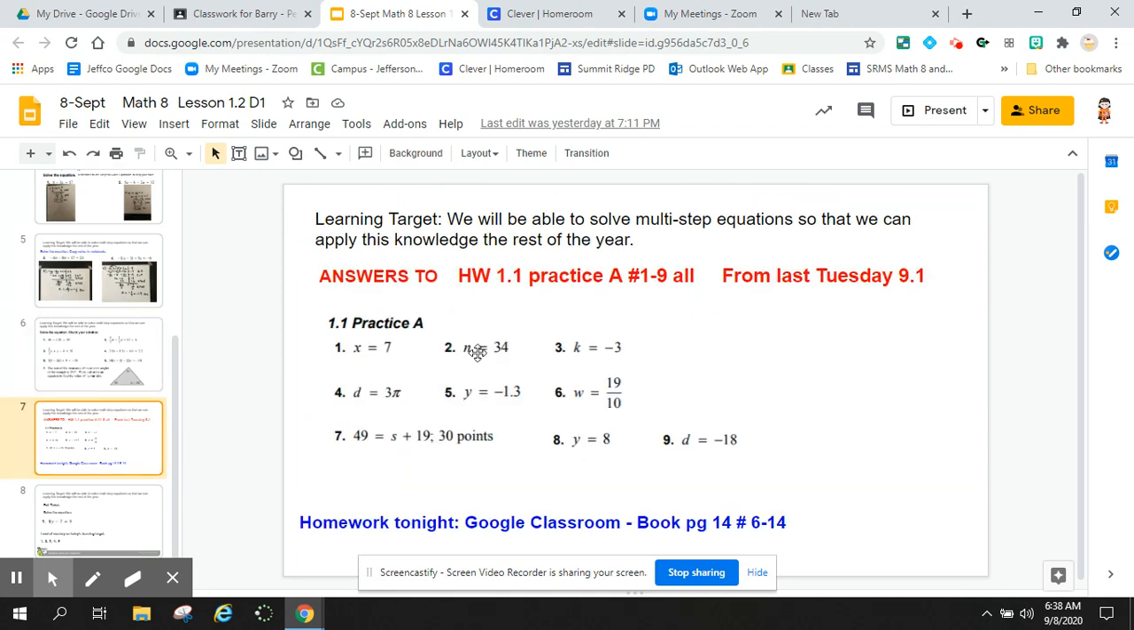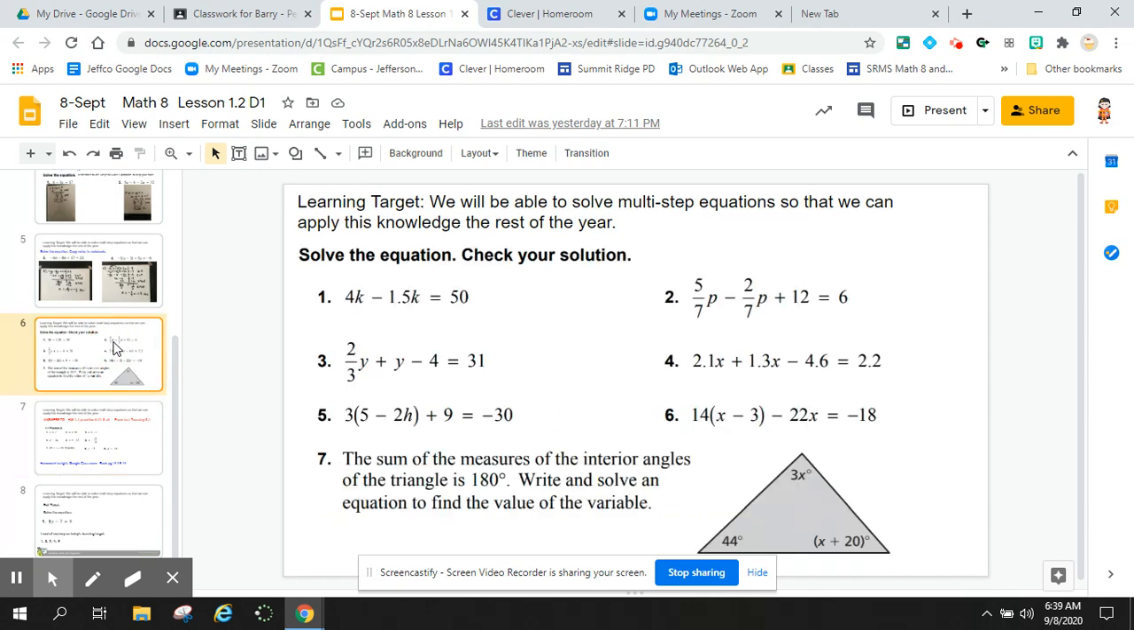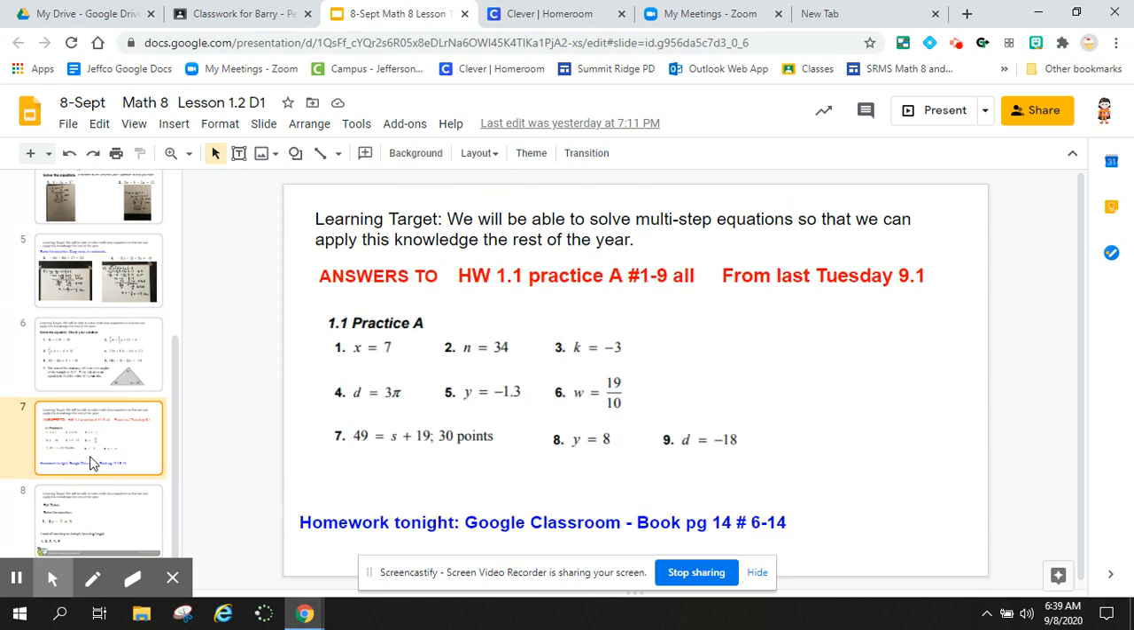Then next, I want you to grade your homework from last Tuesday. It was homework 1.1, practice A, numbers 1 through 9. And then tonight, this is what you're going to do for the remainder of the classes. You're just going to have to do Google Classroom, book page 14, numbers 6 through 14. So again, you have an in-class assignment. I want that submitted today. And then you're going to have a homework assignment. Google Classroom, book page 14, 6 through 14.